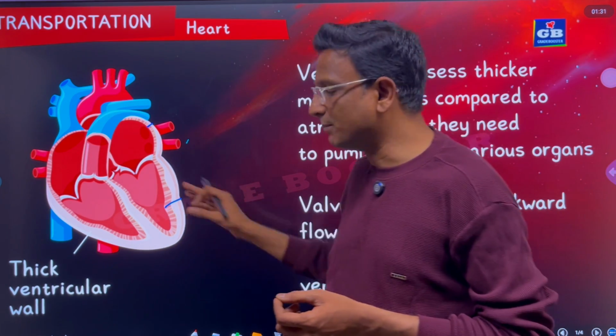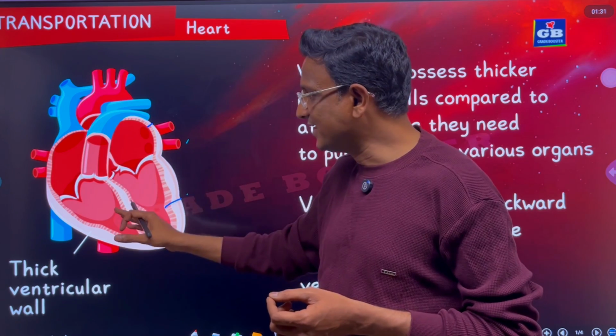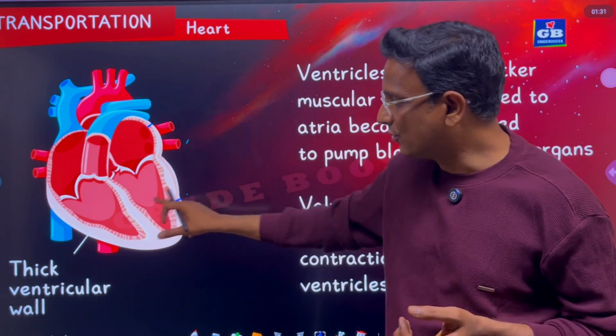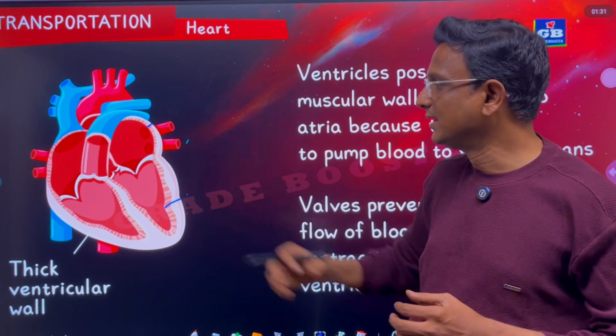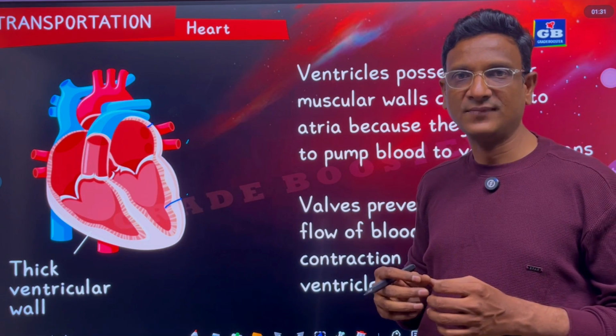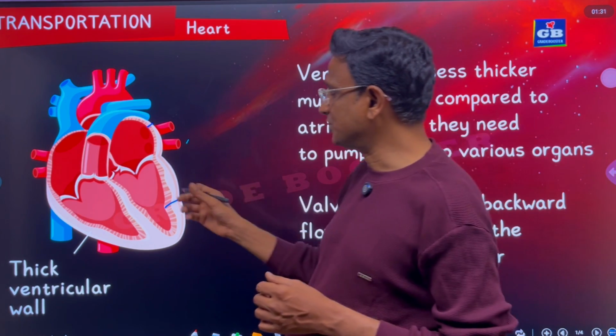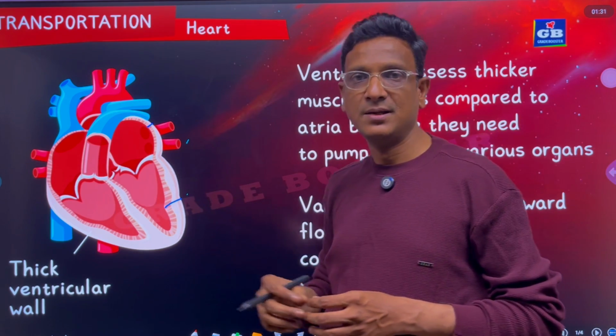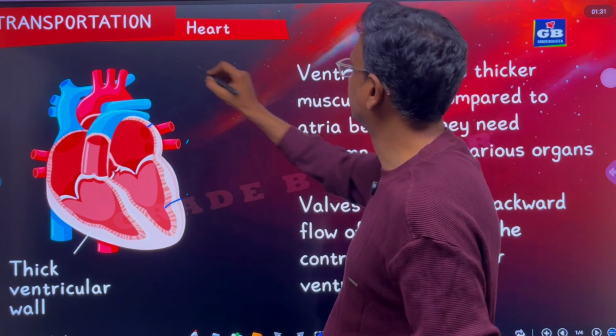From the left ventricle, the blood flows to different parts of the body. From the right ventricle, the blood flows to the lungs. So they need thick walls. The ventricles have thick walls, and the atria have thin walls. Right. Now what is the other feature we see inside the internal structure of the heart? We can see the presence of valves.